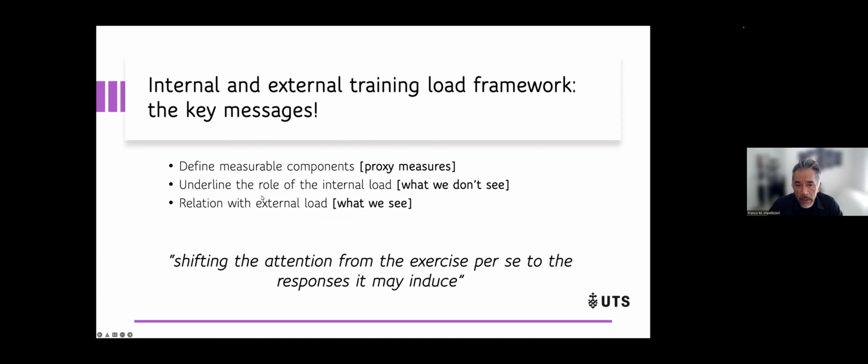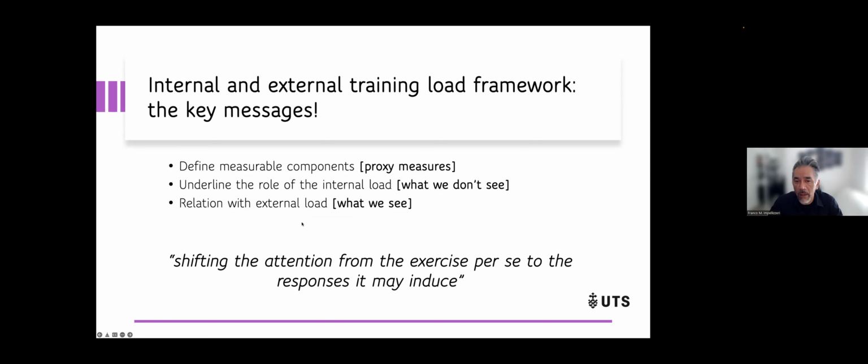One is the role of internal load in terms of the biological role. When you train someone, the reason you improve some physiological characteristic is because there are internal responses, biological responses. And this is related to the external load.